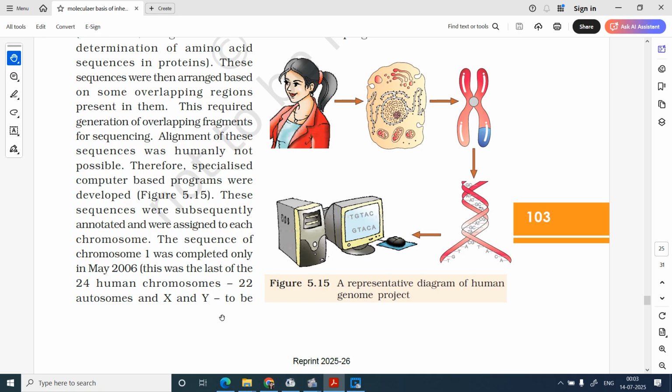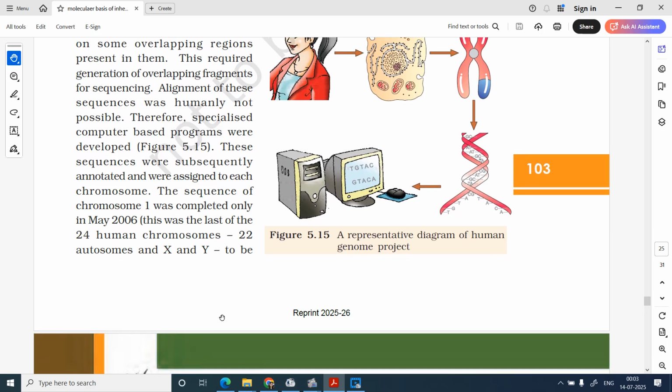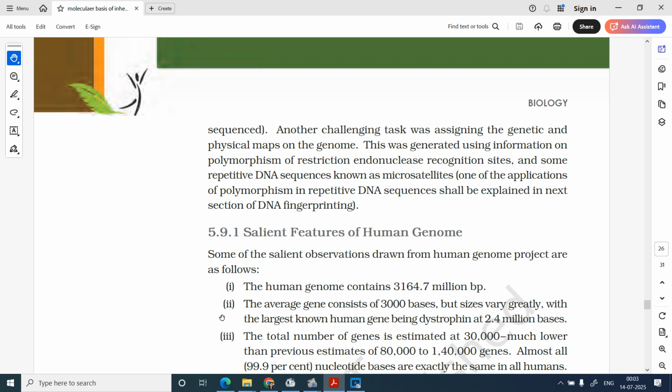The sequence of chromosome 1 was completed only in May 2006. This was the last of the 24 human chromosomes, 22 autosomes, and X and Y, to be sequenced. Another challenging task was assigning the genetic and physical map on the genome. This was generated using information on polymorphism of restriction endonuclease recognition sites and some repetitive DNA sequences known as microsatellites. One of the applications of polymorphism in repetitive DNA sequences shall be explained in the next section on DNA fingerprinting.